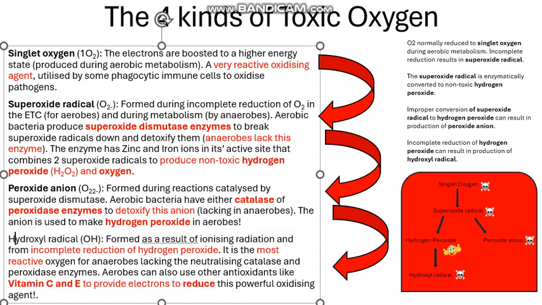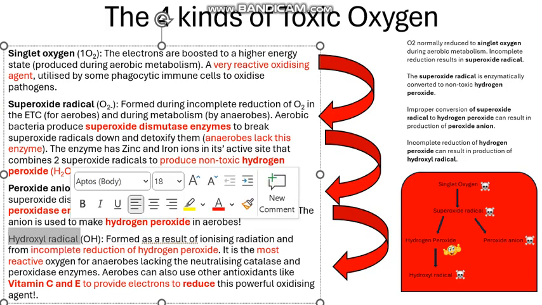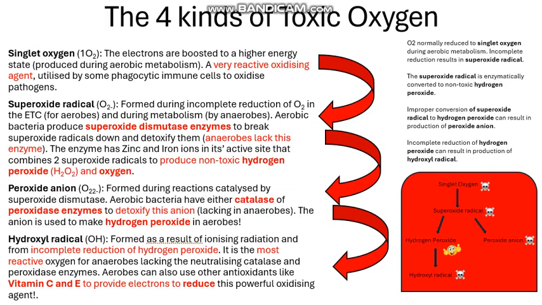We have the hydroxyl radical, formed as a result of ionizing radiation and from incomplete reduction of hydrogen peroxide. It is the most reactive oxygen for anaerobes, lacking the neutralizing catalase and peroxidase enzymes. Aerobes can also use other antioxidants like vitamin C and vitamin E to provide electrons to reduce this powerful oxidizing agent.